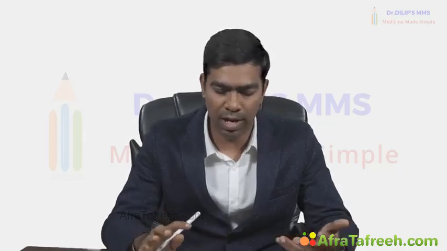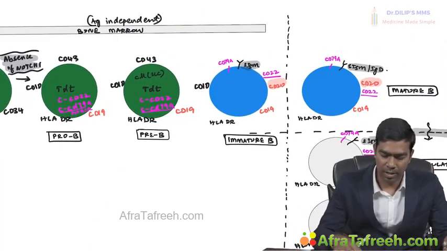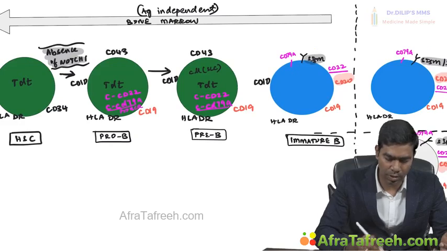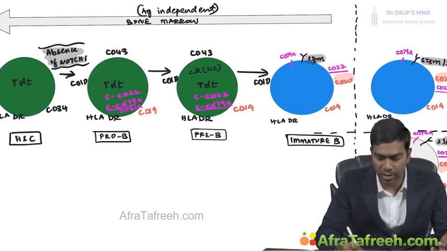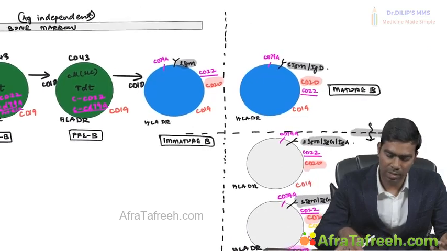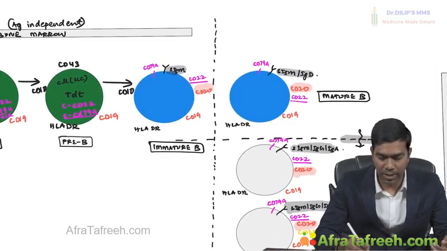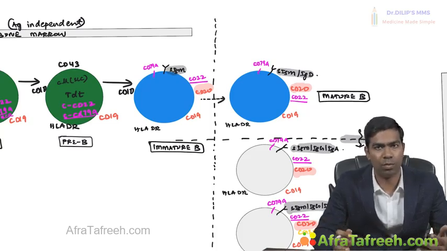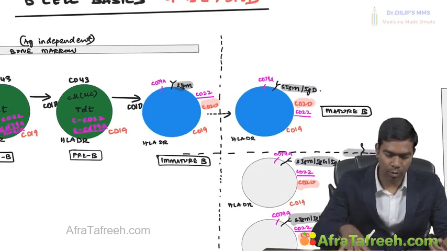Once you know this compartmentalization, let us move on to the basic principles of what these bone marrow related stages and the peripheral stages are. One more thing I didn't tell you: initially I told you that the hematopoietic stem cell becomes a pro-B cell, then a pre-B cell, then an immature B cell. You might be thinking it might become a mature B cell directly once it comes out of the bone marrow. Actually, it's not, to be honest.